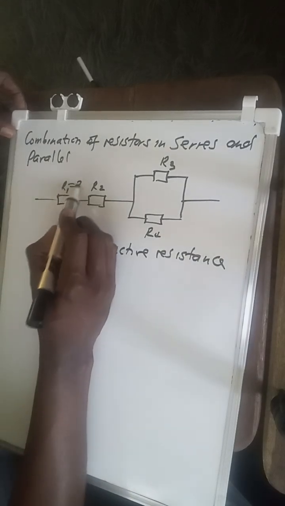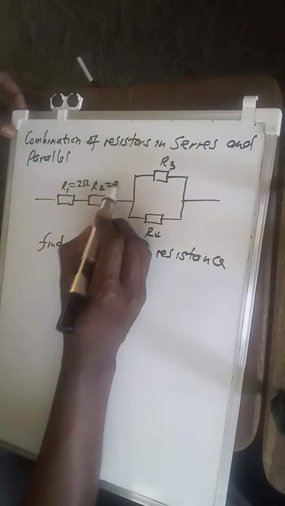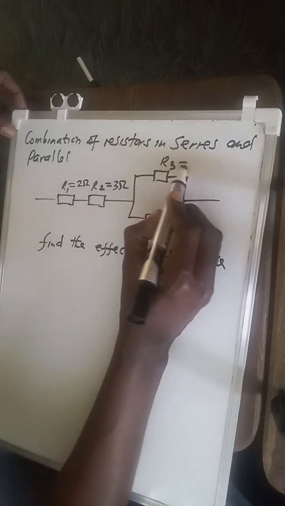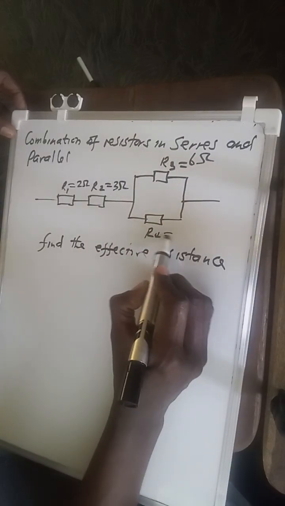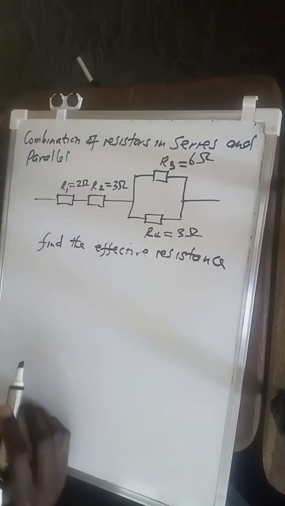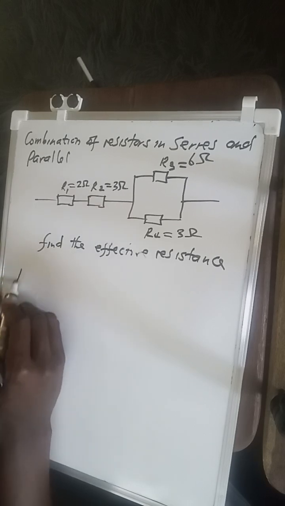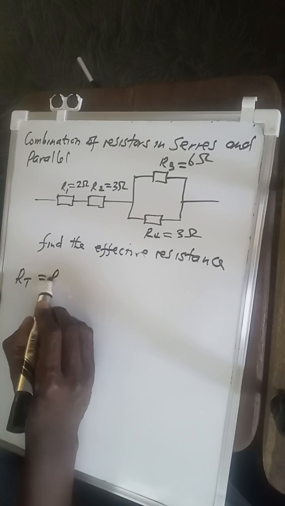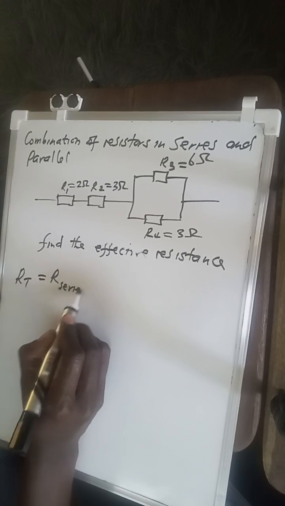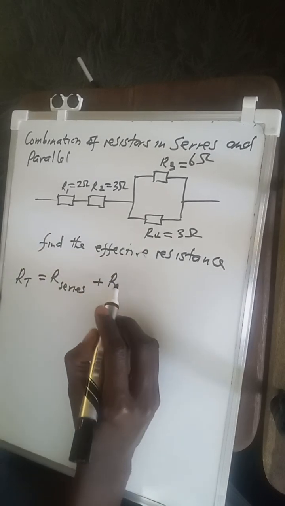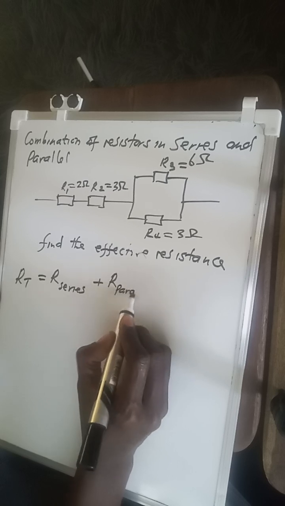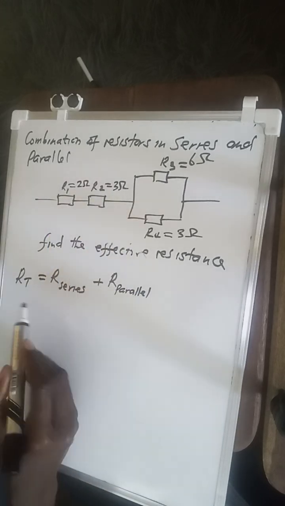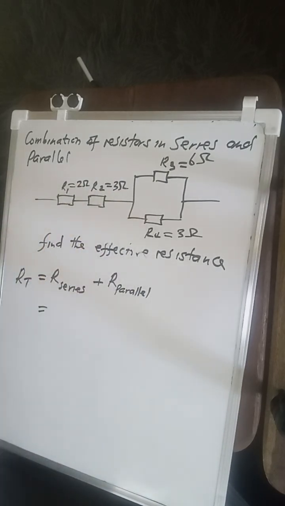Let me say this is 2 ohms, this is 3 ohms, this is 6 ohms, and this is 3 ohms. Well, to get the total resistance, it is simply the resistors that are found in series plus those resistors that are in parallel. Now, if you notice, resistor 1 and 2 are simply in series.